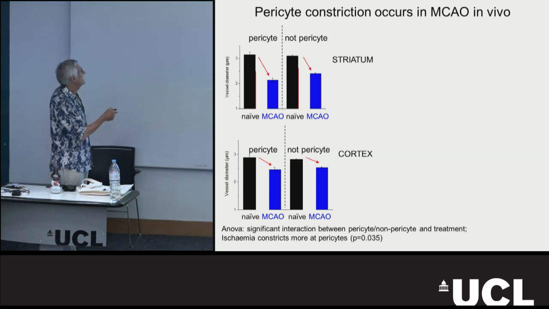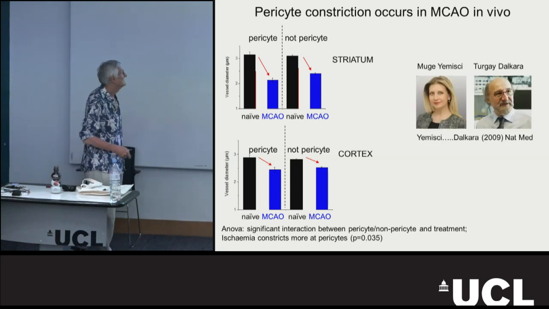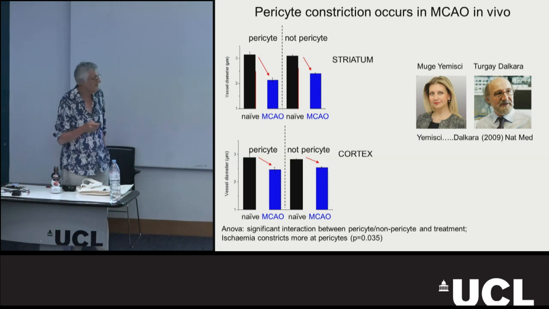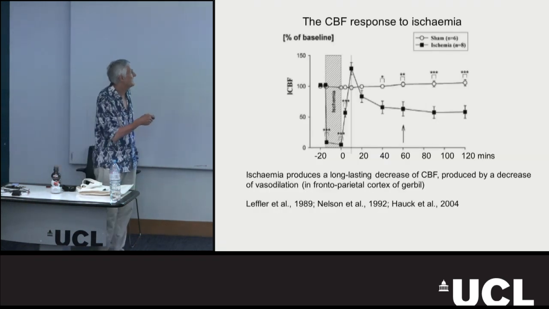You find that the diameters of the capillaries have gone down more where the pericytes are. This is in the core of the lesion, than where there are no pericytes. And it also happens in the penumbra. This is all significant. And similar results have been obtained by these guys in Turkey. So this could, in principle, explain what happens after stroke.